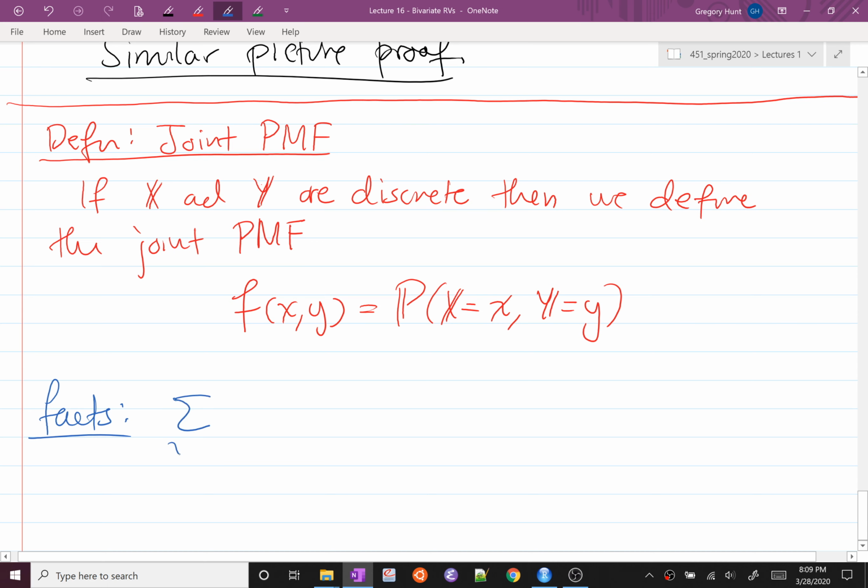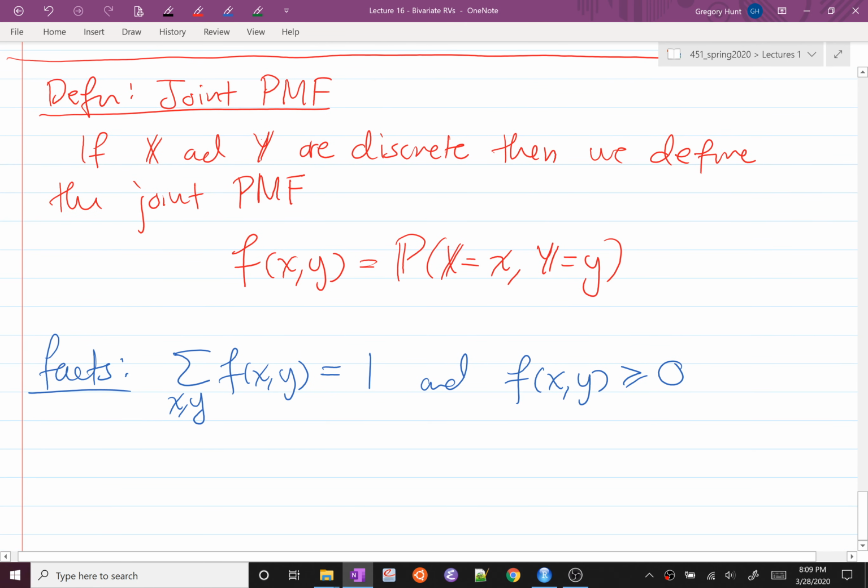If I sum my joint PMF, f of x, y, over all possible values of x and y, so when I'm writing this sum over x and y, I'm not really specifying, I mean just sum over the whole support of both X and Y. If I sum up everything, I get 1. The probability of something happening is 1. And similarly, the probabilities always have to be positive, so this function, f of x comma y, has to be positive. And this is exactly analogous to the univariate case. I'm not going to go through and prove those, but the joint PMF is just, okay, well, now we're going to have multiple components.